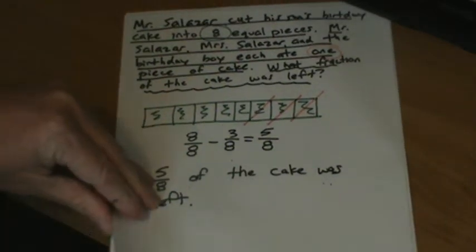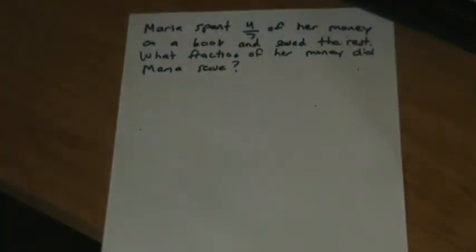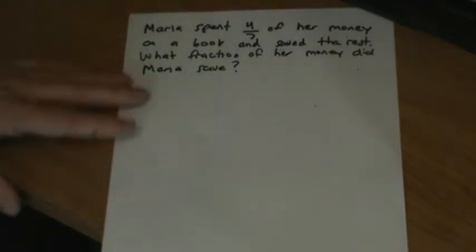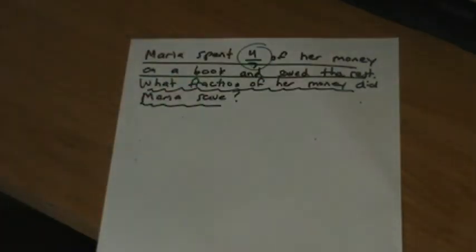All right, let's go on to our next problem. Problem 3, I believe this is, if you have your problem set at home. So it's asking us, it says Maria spent 4/7 of her money on a book and saved the rest. So that's something we know. What we need to find out is what fraction of her money did Maria save. So let's take a look at Maria's money. And I'm going to circle this in green, 4/7, to show that's what she spent on the book.